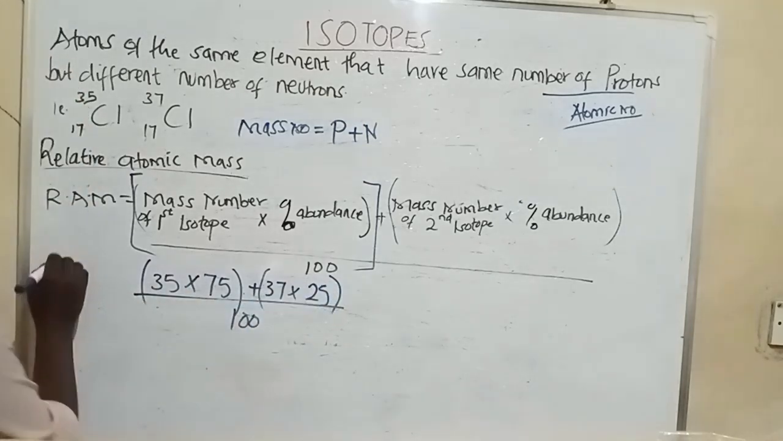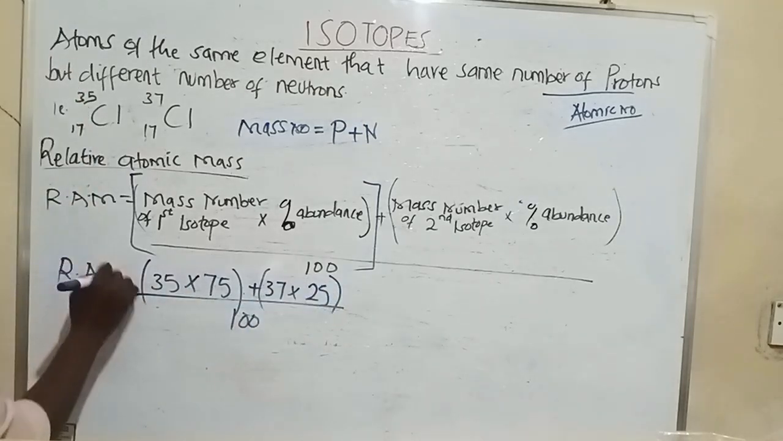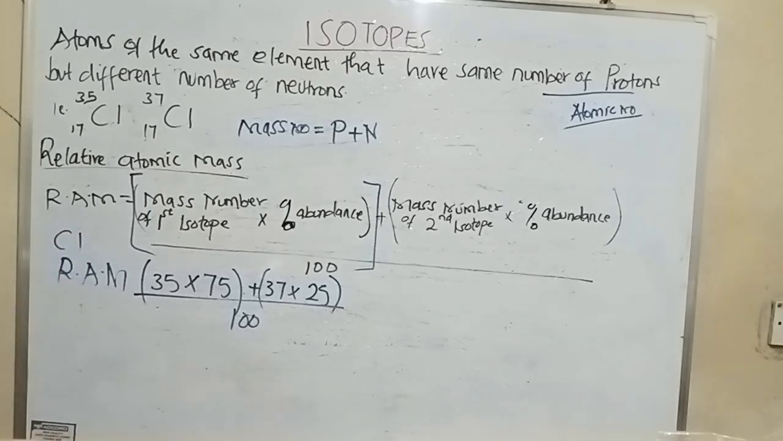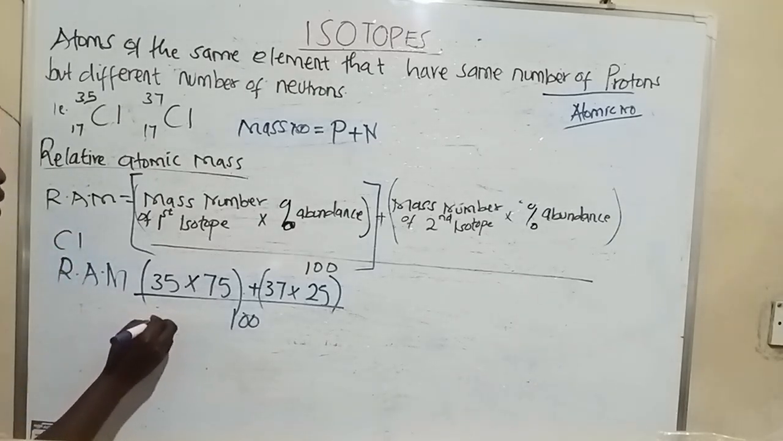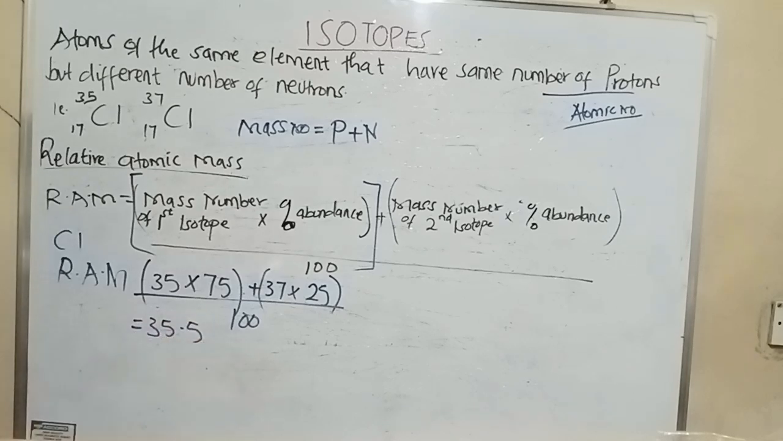And when you do it, this is our R.A.M, the relative atomic mass of chlorine, which is going to be 35.5 in this case. So that is how you calculate the relative atomic mass of an isotope.